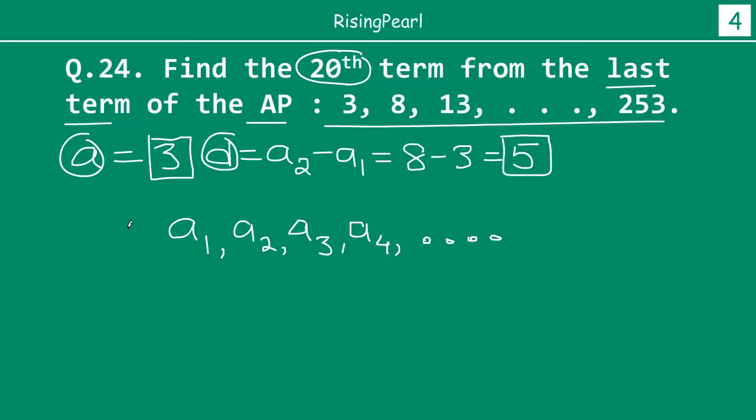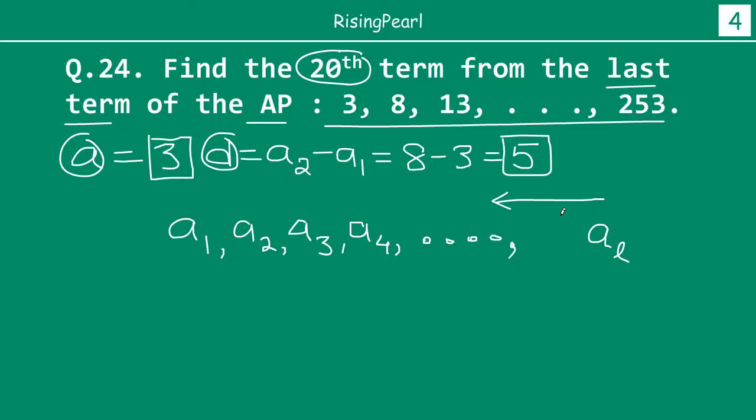So now this is how we write the arithmetic progression. It looks like obviously there is a last term. Let's just say that's AL. So what the question is saying is that we have to find out the 20th term from this side. So whatever the last term is, we have to find out the 20th term going this way.